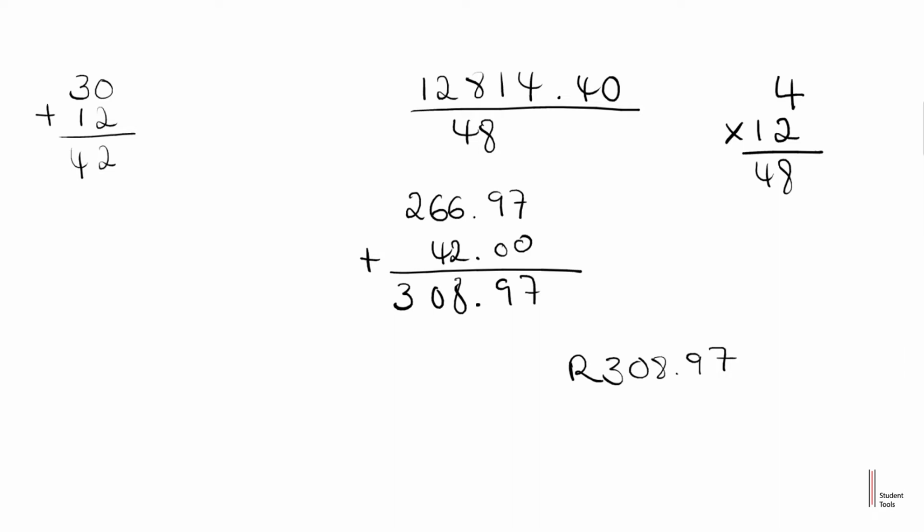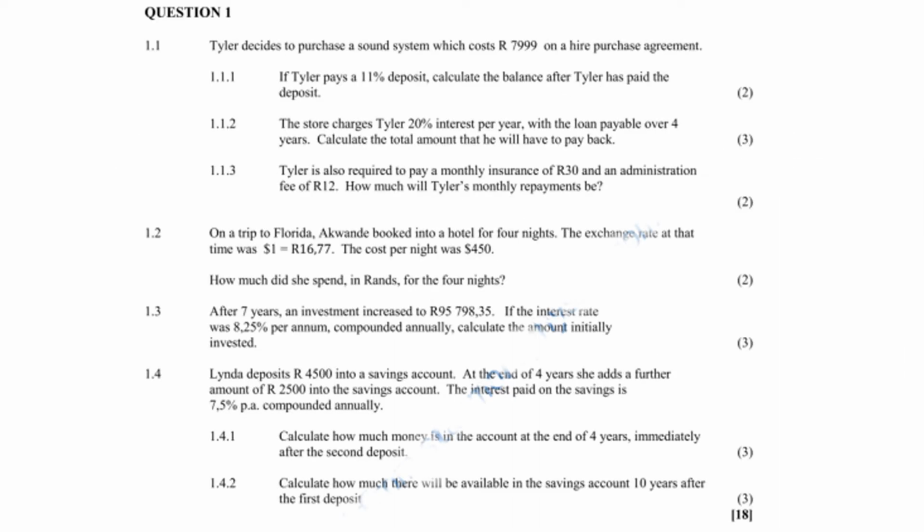Next, we have 1.2. On a trip to Florida, Aquande booked into a hotel for 4 nights. The exchange rate at the time was $1 is equal to 16 rands and 77 cents. The cost per night was $450. How much did she spend in rands for the 4 nights?